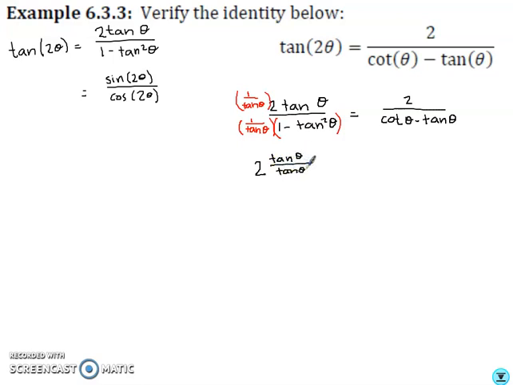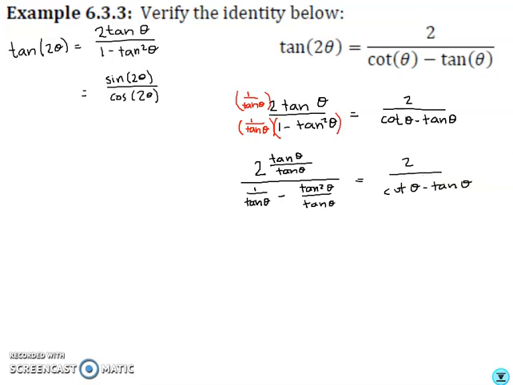tangent theta. And then in the denominator, 1 over tangent times 1 is 1 over tangent of theta, minus, and then 1 over tangent times tangent squared is tangent squared theta over tangent. And I want that to be 2 over the cotangent of theta minus tangent of theta.